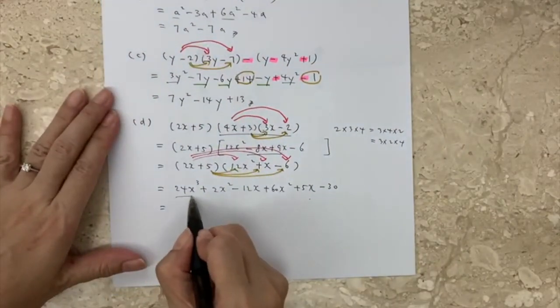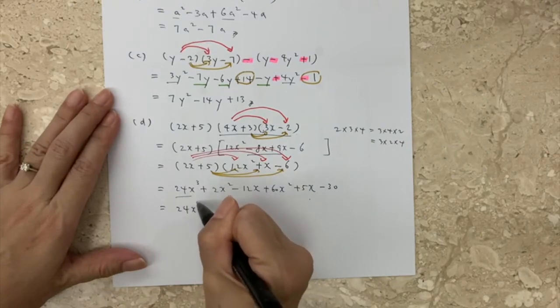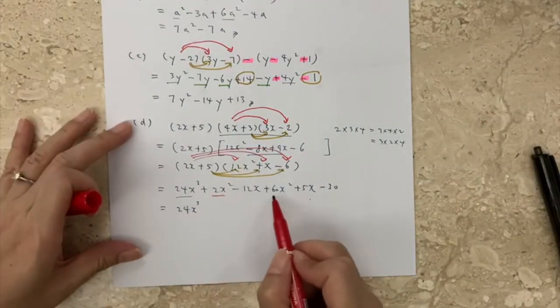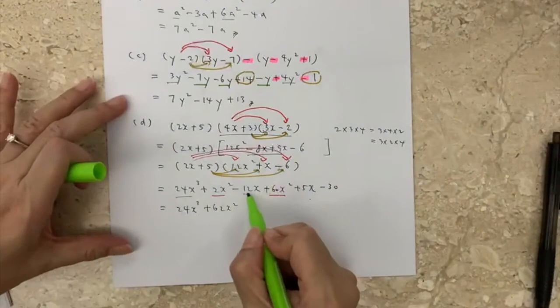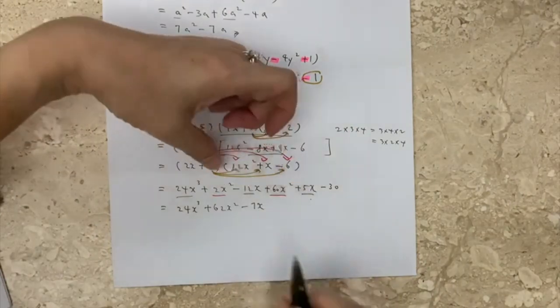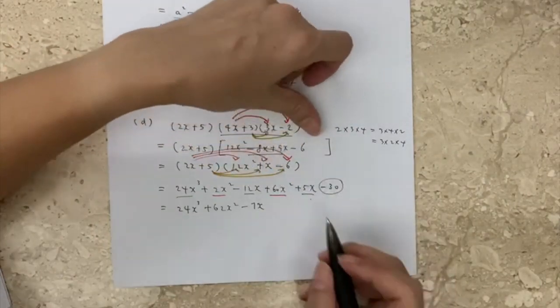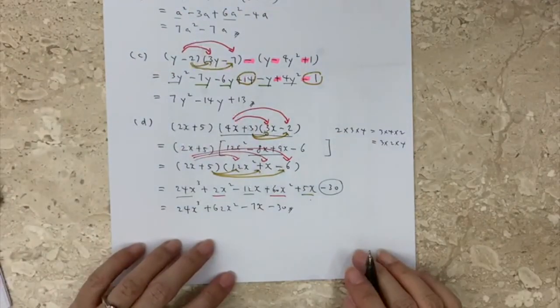Okay, so start with the highest one. No more for x to the power 3, so I have 24x to the power 3. Okay, and then x squared and x squared, so 2 plus 60, which is 62x squared. Okay, and what about x and x? So minus 12 plus 5, which is minus 7x. And finally, this is the constant term, so minus 30. Okay, and this is it.